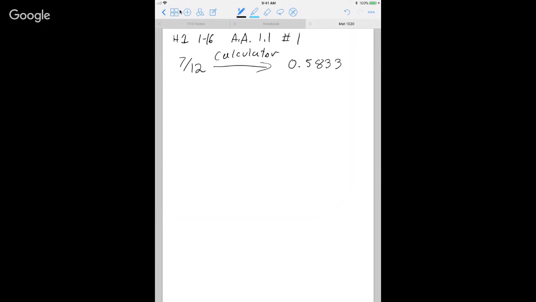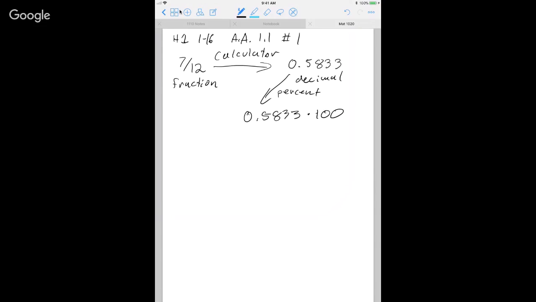Okay, so here is my fraction. Here's my decimal. So then I want to move to a percent. And to do that, I take this number here, 0.5833, and I multiply by 100. So if you're going to do it in your calculator, just type that in, multiply by 100. Done.